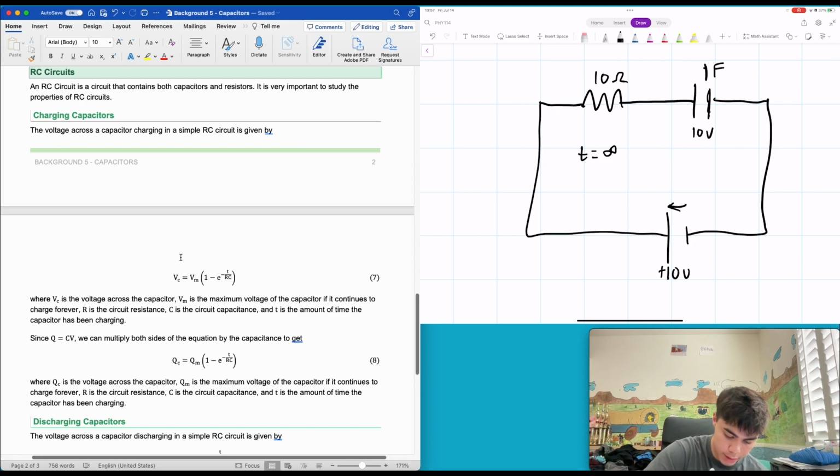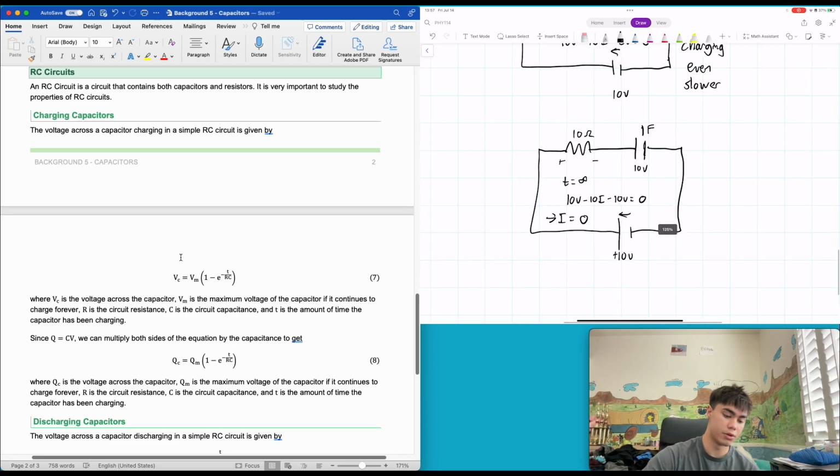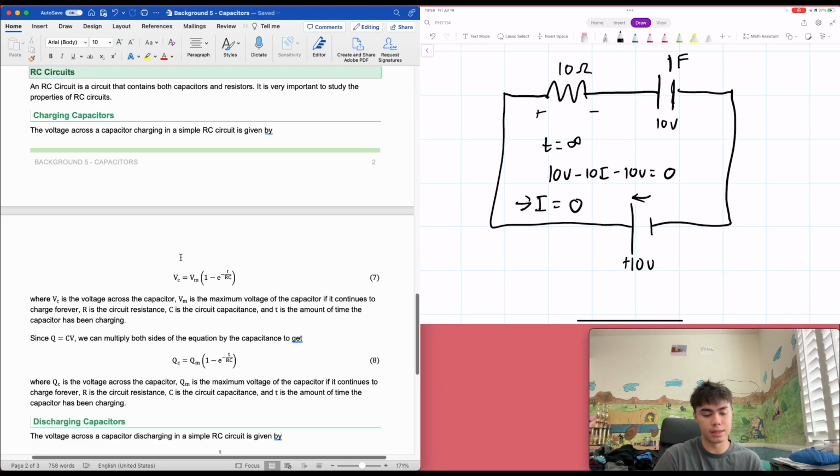So KVL again gives us 10 volts, increase right there. Then minus 10I, and then minus 10 volts across the capacitor. And this gives us I equals 0. So once the capacitor has reached 10 volts, the same voltage as the battery, then our current drops to 0. And so there's no more current flowing through the circuit, it's just a dead circuit now.